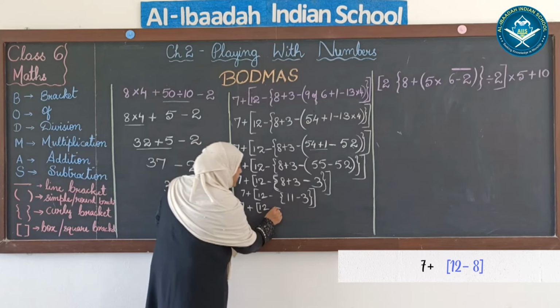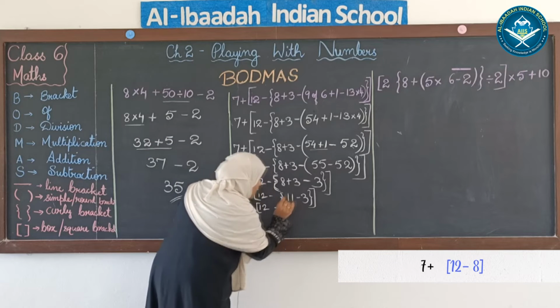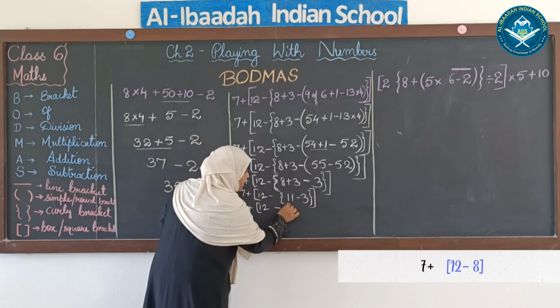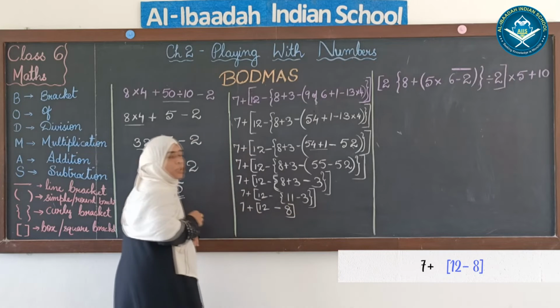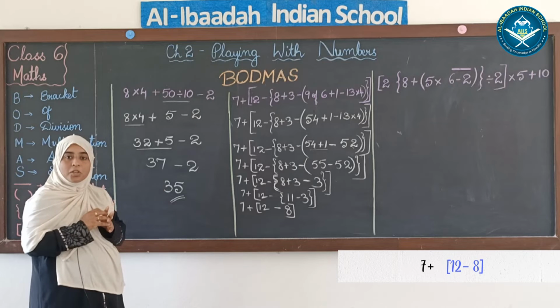Minus 11 minus 3. 11 minus 3 is 8. Now we are done with the curly bracket. So we need not draw the curly bracket again, just put the box bracket. Now the last bracket that is left is the box bracket.